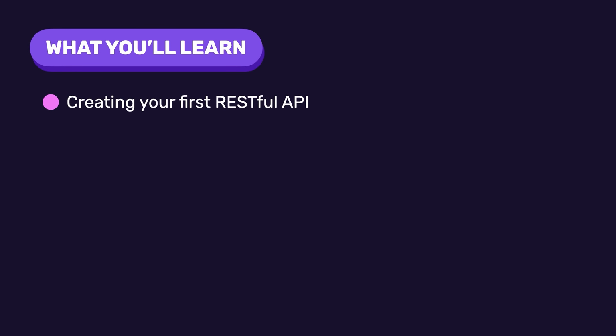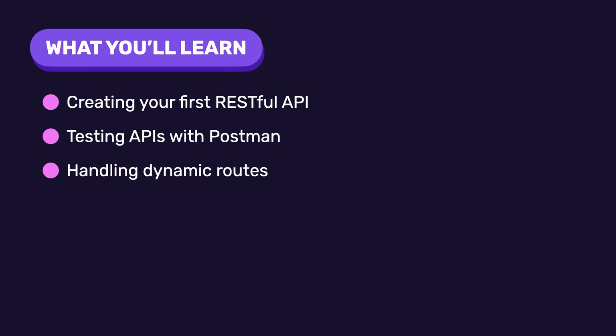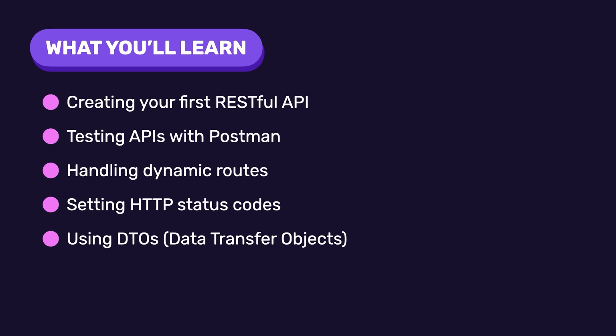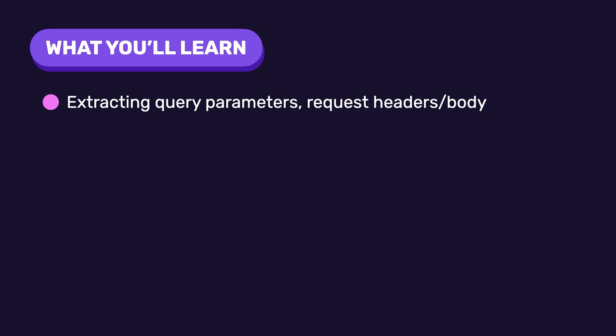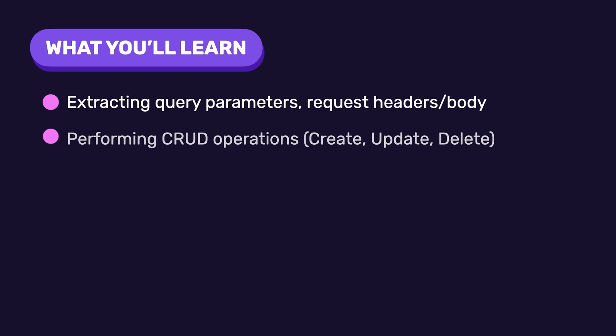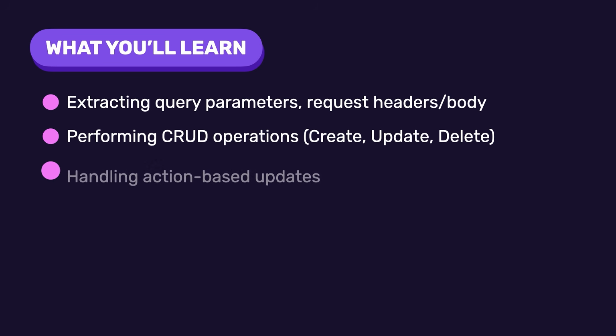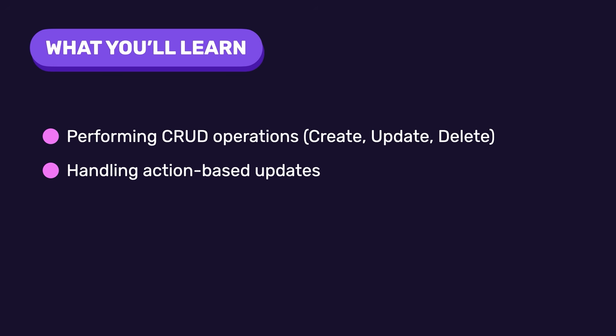We'll start by creating our first RESTful API and learning how to test it using Postman. Then we'll explore how to handle dynamic routes, set HTTP status codes, and use DTOs or data transfer objects to structure our responses properly. You will also learn how to customize API responses, extract query parameters, and work with request header and body data. From there, we'll dive into the core CRUD operations and even handle more advanced scenarios like action-based updates. By the end of this section, you will have a solid understanding of how to build RESTful APIs that can power web and mobile applications. So let's jump in and get started.